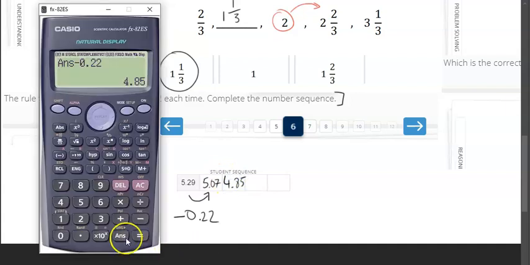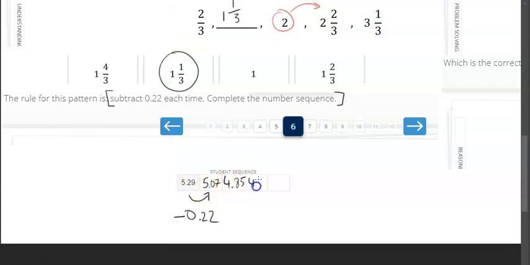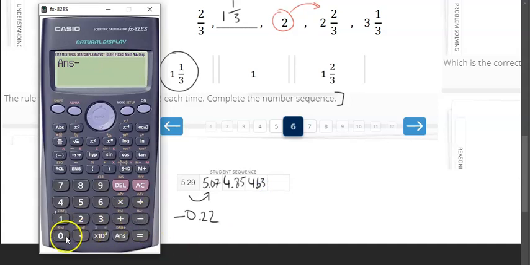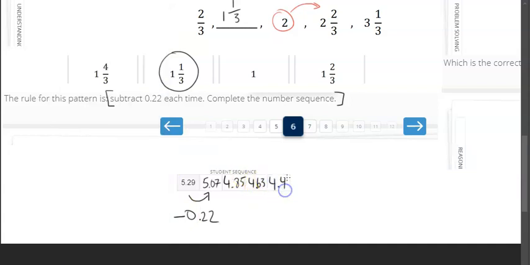4.85. And again, subtract 0.22, 4.63, and then the last one, 4.41. And just to double check to make sure that you're doing this correct, you should see the trend going down from left to right.